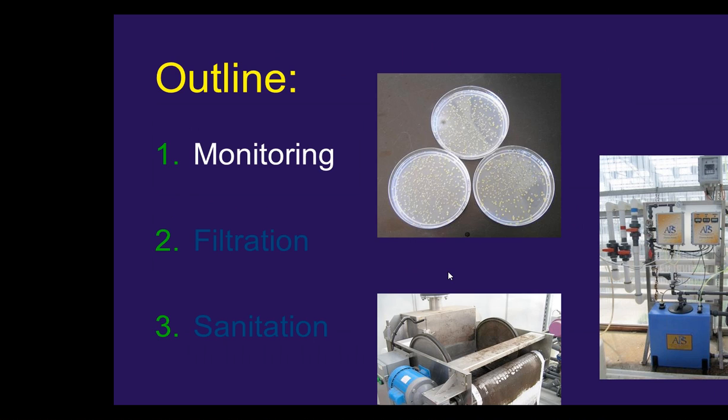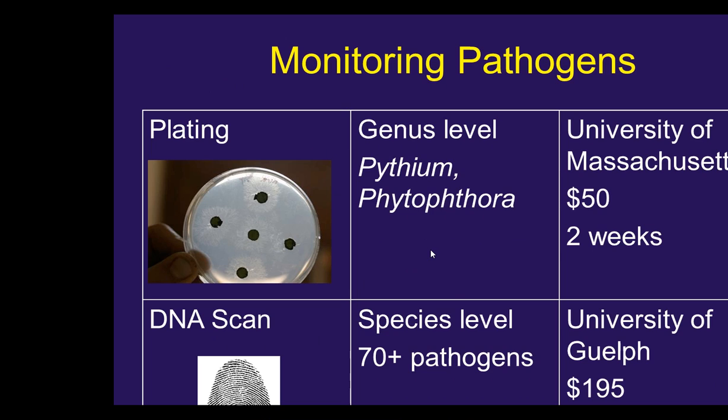So today I'll talk about monitoring, and we're going to monitor the problems that I just mentioned before. We're going to talk about filtration and sanitation. So first, monitoring. Monitoring pathogens is very important, and unfortunately to date, we can't monitor pathogens on site. We need to get the samples and send them to a lab. There are a few groups who are doing research on how to monitor pathogens on site, but we still don't have those tools available for growers.